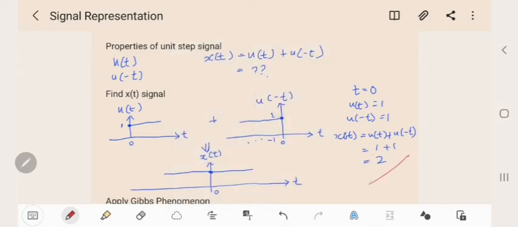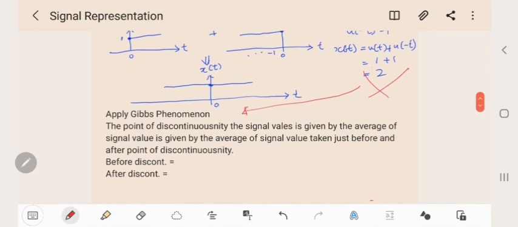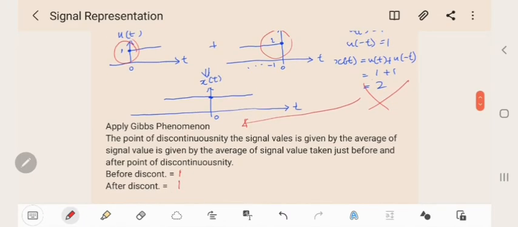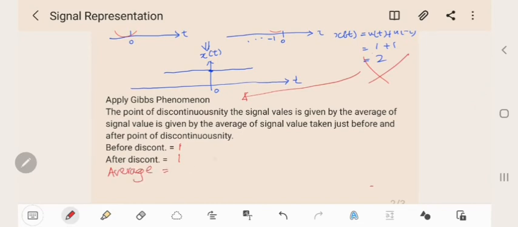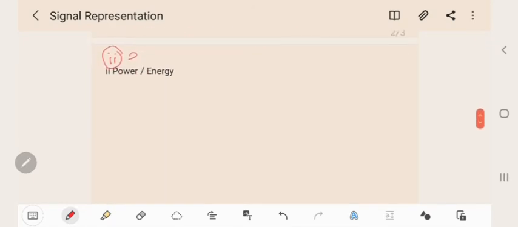Is it correct? No, this is wrong and not true. To get the correct answer, we need to apply the Gibbs phenomenon. When a point is discontinuous, the signal's value is given as the average of the signal values just before and after the point of discontinuity. We know that before the discontinuity the value is 1, and after the discontinuity it is also 1. We find the average: 1 plus 1 divided by 2, so you will get 1. So at time equals 0, the value is 1 at the point of discontinuity.